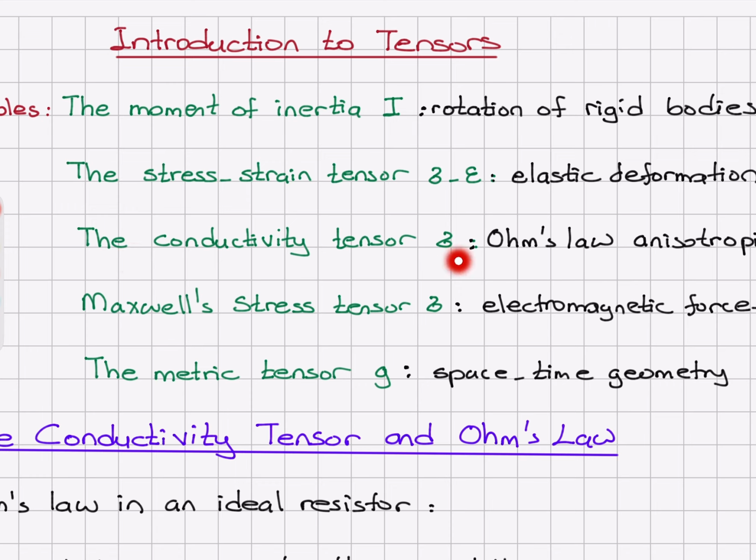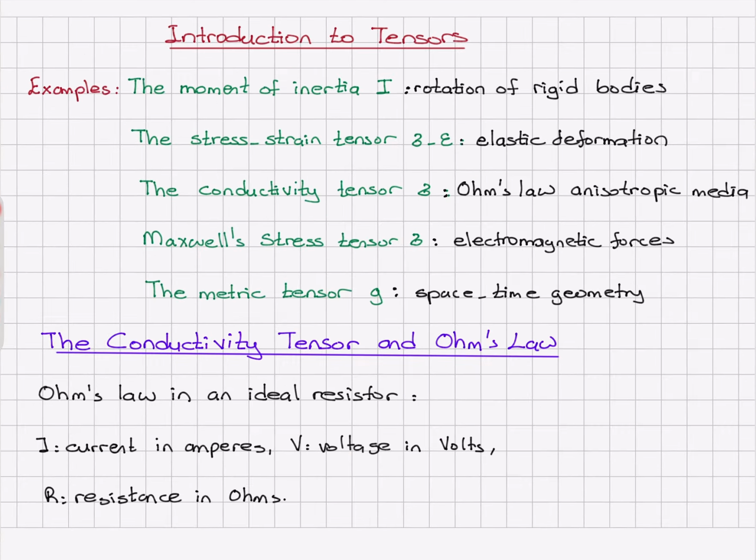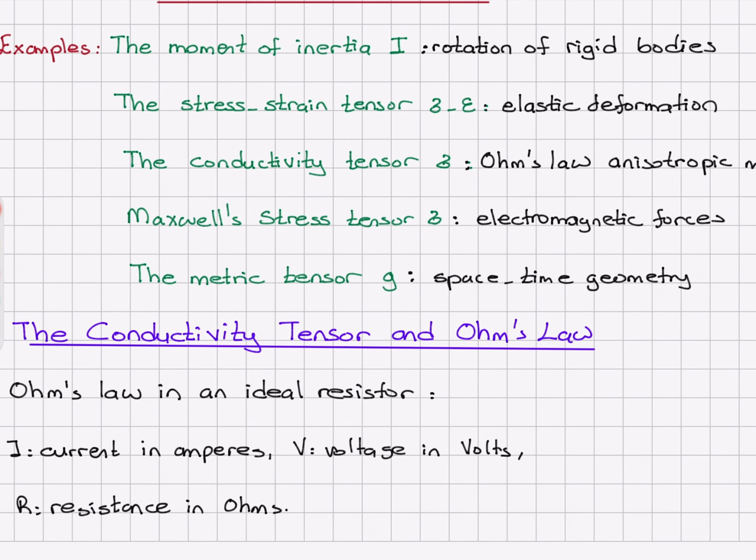The conductivity tensor, sigma, is used in Ohm's law for anisotropic media. Maxwell's stress tensor, sigma, is used for electromagnetic forces. And in relativity, we have the metric tensor, G, which is used to describe space-time geometry. Now, as an example, we're going to concentrate on the conductivity tensor and Ohm's law. So let's recall Ohm's law in an ideal resistor.